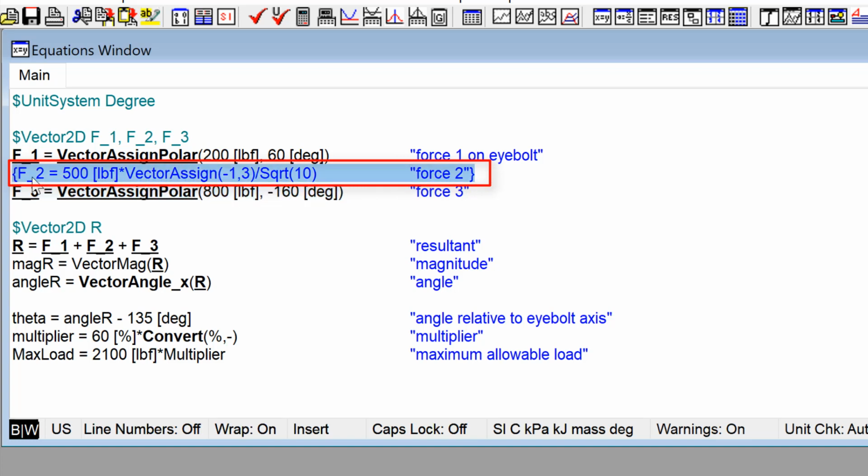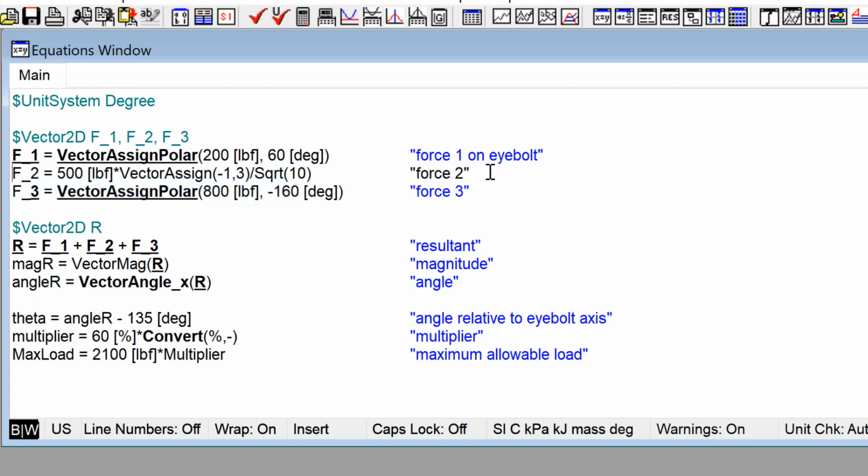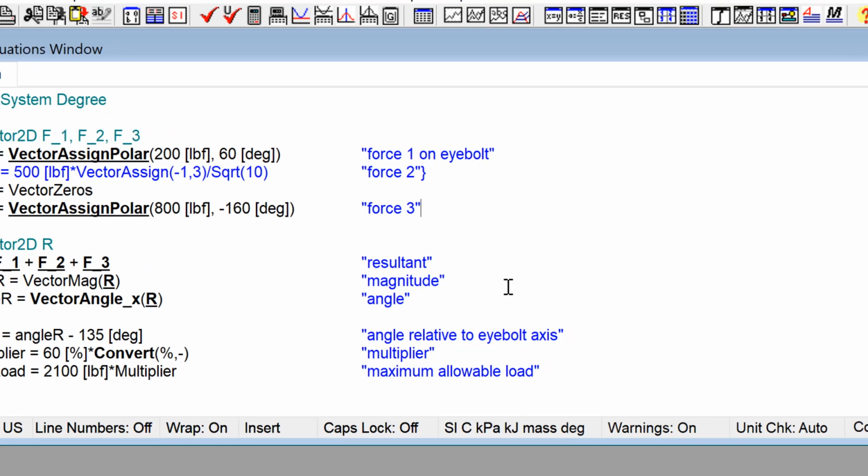If I want to bring it back, it's very easy. You just highlight it and do uncomment, and there it's back again. So that's really handy in a bunch of situations. Here it's going to be handy because I can remove this line of code that assigned F2 and instead just assign F2 to be vector zeros. So that's the zeros vector. And so basically that's the same as me having now removed F2. So go ahead and solve it.